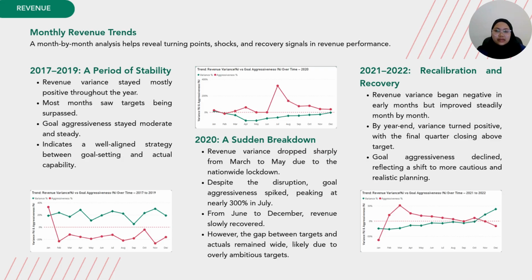Between 2017 and 2019, monthly revenue trends were stable. Most months exceeded targets and goal aggressiveness was kept in check. But in 2020, performance collapsed, especially during the lockdown in April and May. But targets stayed high. Aggressiveness even peaked around July, pushing goals further out of reach. Recovery began in 2021, and by the end of 2022, revenue performance had closed the gap, thanks in part to more grounded goal setting.